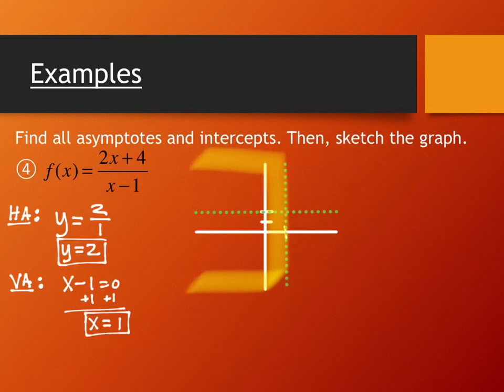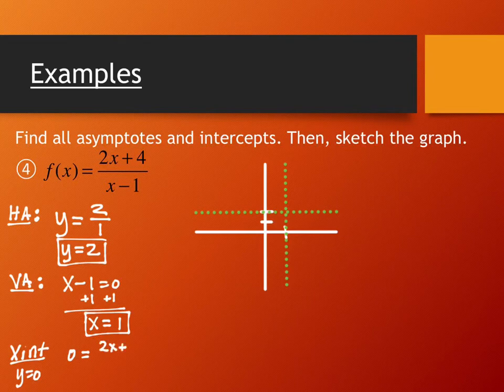Let's see what my intercepts give me in terms of points already. So we'll start with x-intercept. So x-intercept is when y equals 0. That's actually possible on this one. So this is my y, f of x is 0. I have 2x plus 4 on top. And I have x minus 1 on bottom.